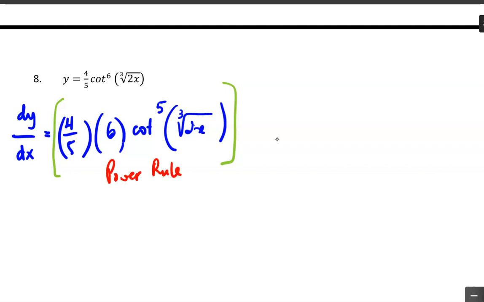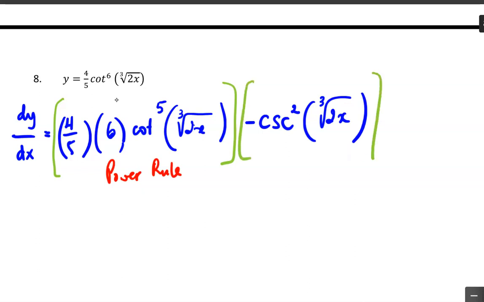The next step is to find the derivative of cotangent, which is negative cosecant. In that case, you will eliminate this 4 over 5. You don't repeat that 4 over 5. You also don't repeat the exponent 6 in this case. So the next step is the derivative of cotangent, which is negative cosecant squared of the argument. So we write the exact argument again. So don't forget this is the multiplication and is the derivative of cotangent.